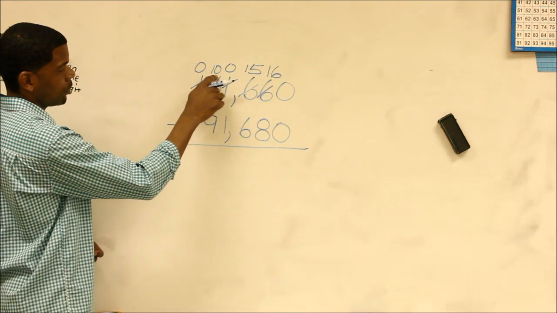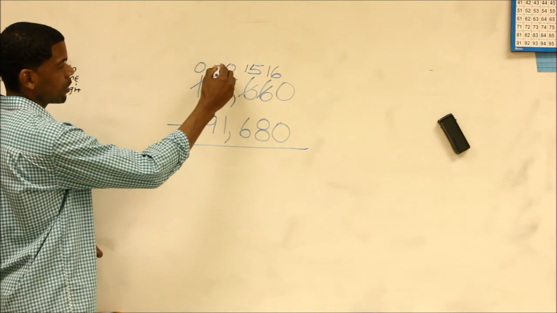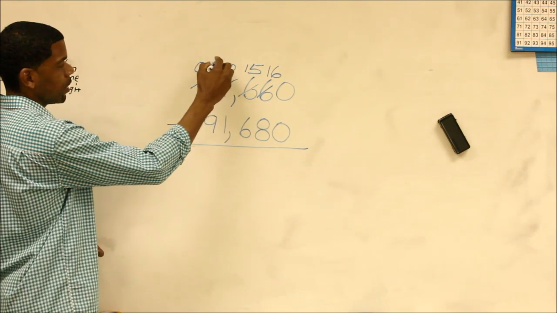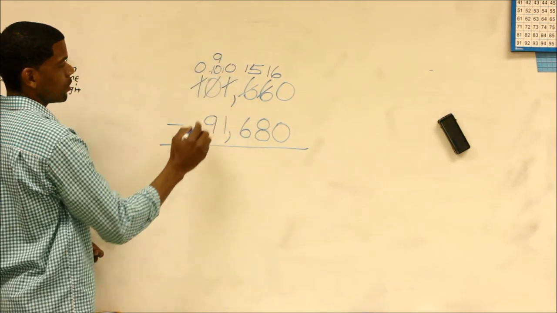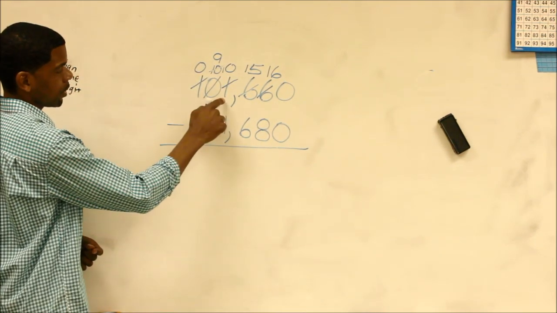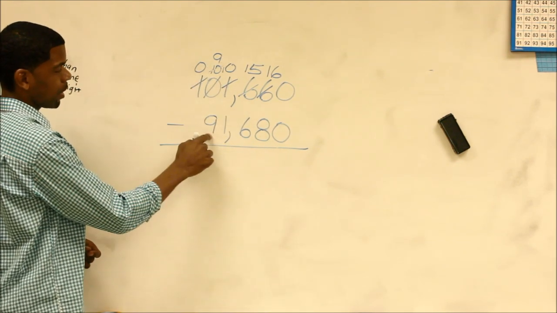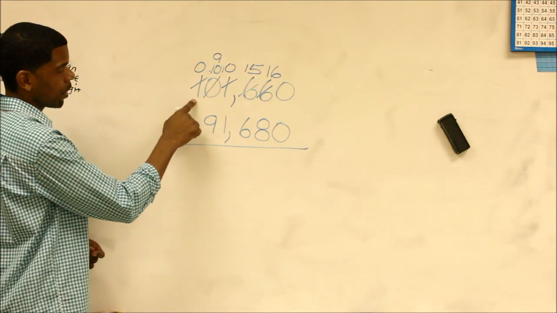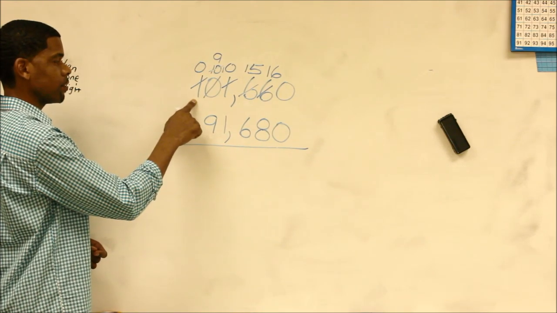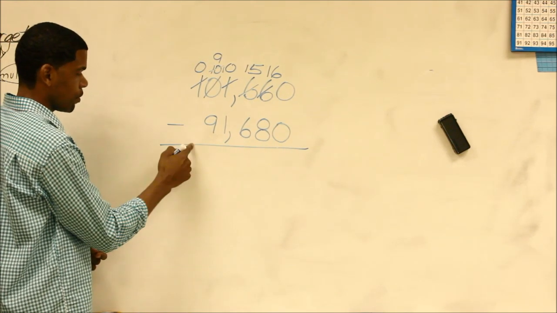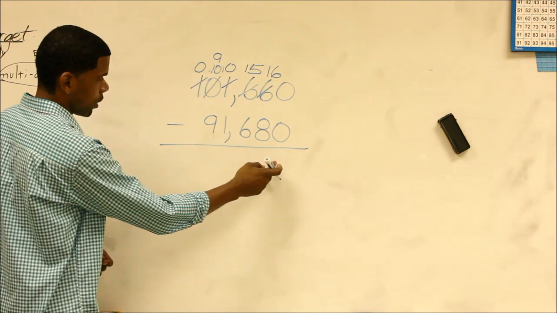No. So what I'm going to do is borrow from the 10,000s and make this a 10, and this would now become 9. So I asked a series of questions. Can I subtract 10 minus 1? Yes. Can I subtract 9 minus 9? Yes. And I don't have any 100,000, so it's just 0. So I just go back and just subtract now.